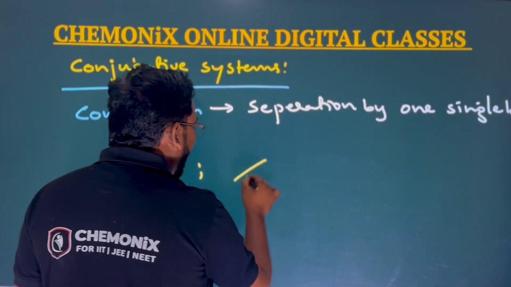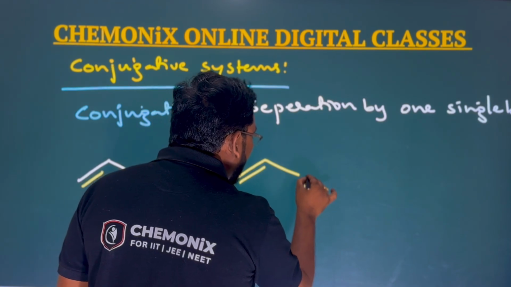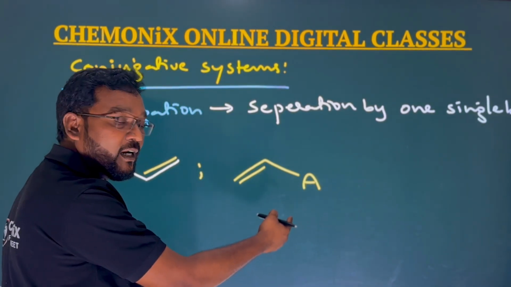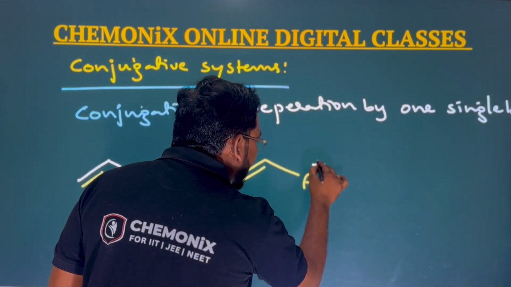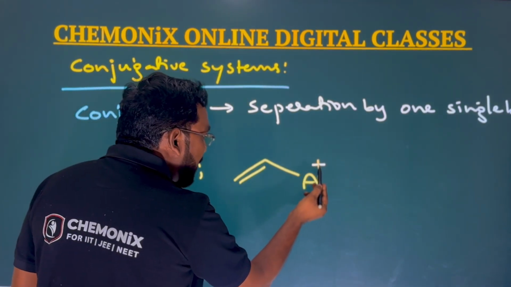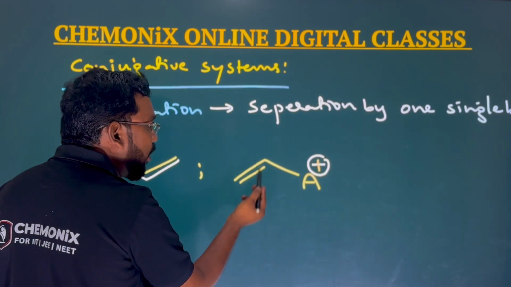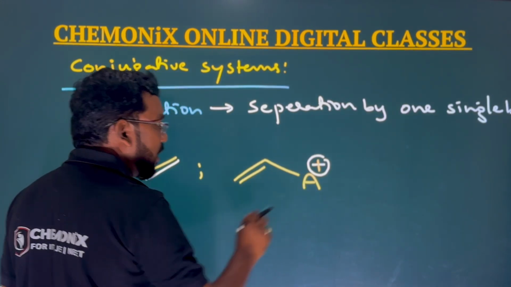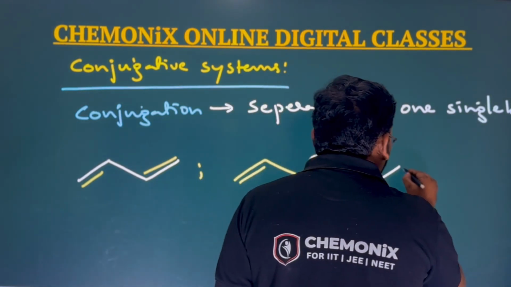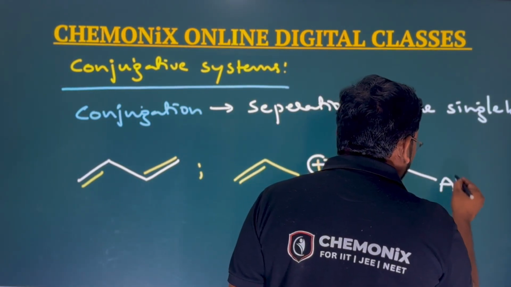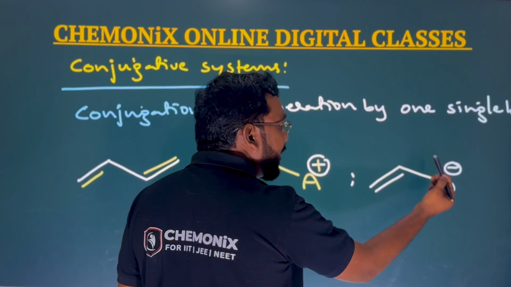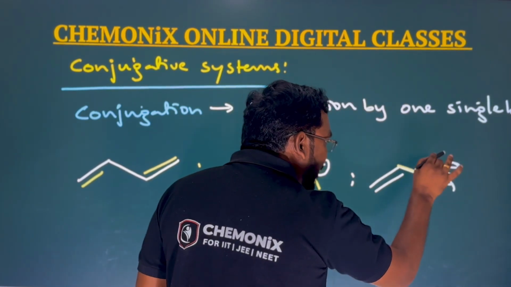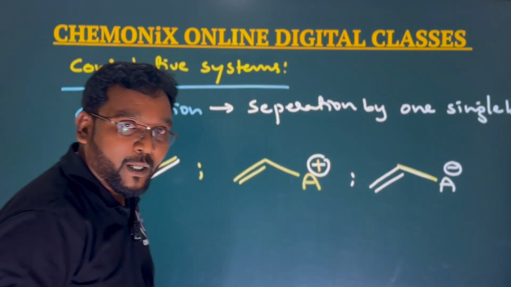Similarly, one pi bond and a charge. Here A may be a carbon atom or any other atom. If this atom A carries a positive charge, the charge at atom A and the pi bond are separated by one single bond, so you can say the positive charge is in conjugation with the pi bond. Similarly, if atom A carries a negative charge, this negative charge and the pi bond are separated by one single bond, so the negative charge is in conjugation with the pi bond.